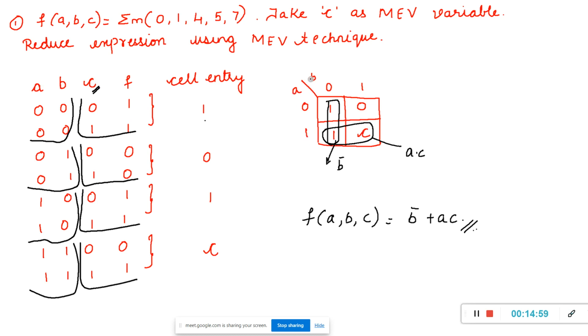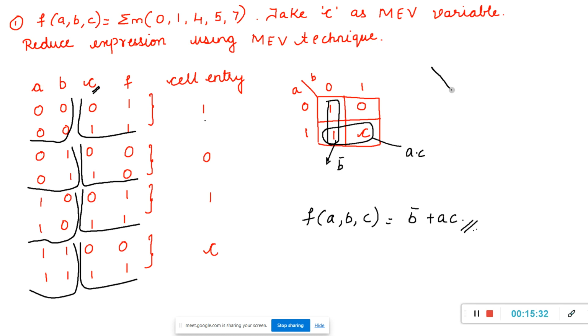K-map variable. A and B are the K-map variables. C is the MEV variable. So you need to AND the K-map variable A with MEV variable C. You will get A into C. So the final expression f of A, B, C is equal to B bar. You got a B bar here. B bar plus AC. So this is the final expression.